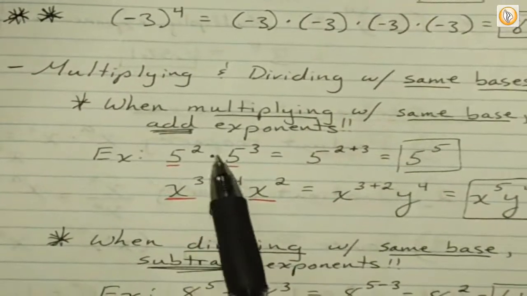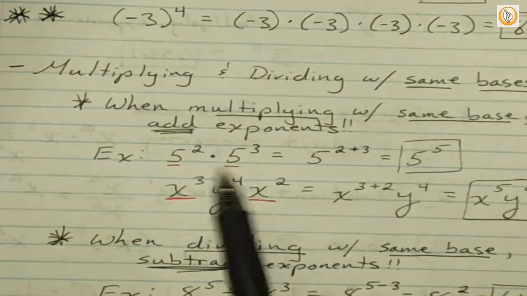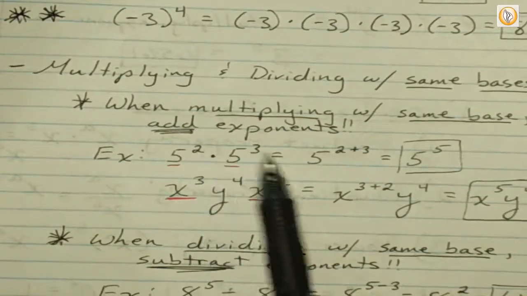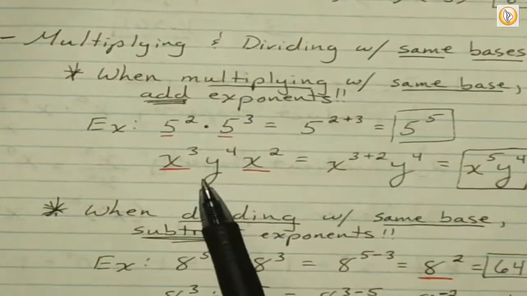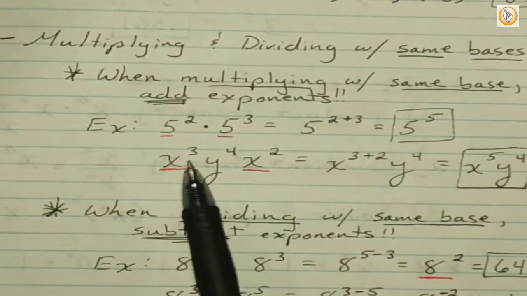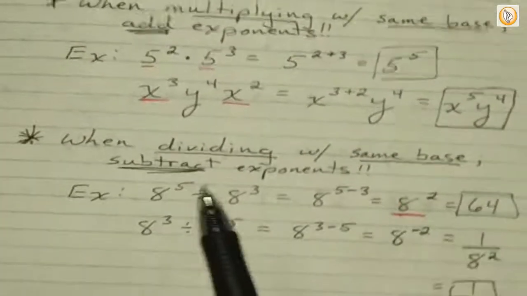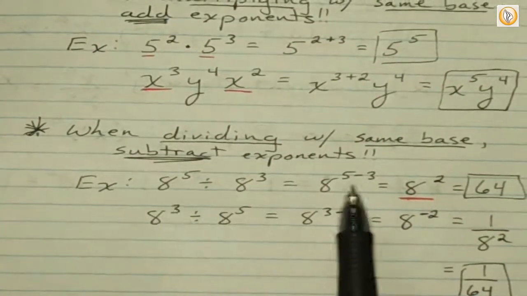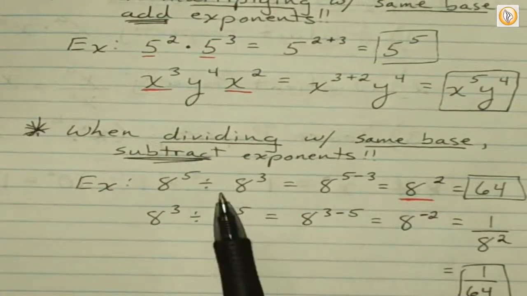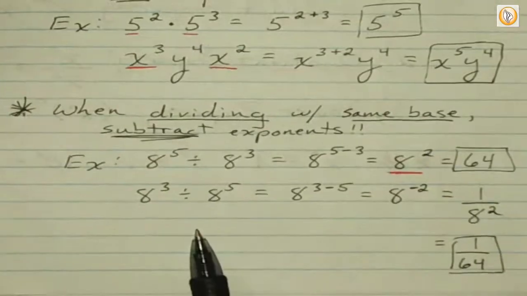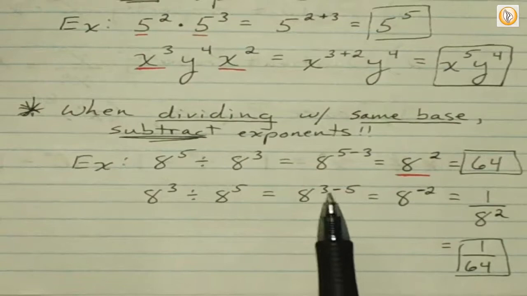Alright, multiplying and dividing. If the bases are the same and we're multiplying, we add the exponents. If we're dividing, we subtract the exponents if the bases are the same. Don't forget to make sure that you keep this negative there.